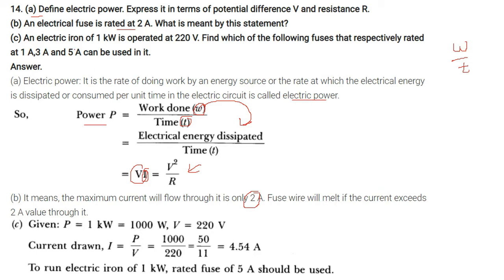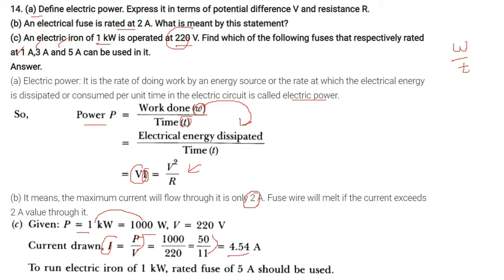An electric iron of 1 kilowatt is operated at 220 volt. Find which of the fuses rated 1 ampere, 3 ampere, 5 ampere can be used in it. So the power is 1 kilowatt, and kilo can be changed into 1000 watt. V is given as 220 volt. So what is the current drawn? I equals P by V. So 1000 by 220, which gives you 50 by 11, that is 4.54 ampere.